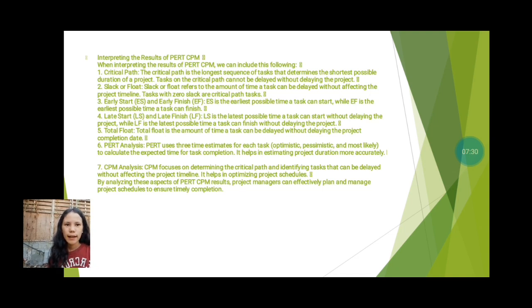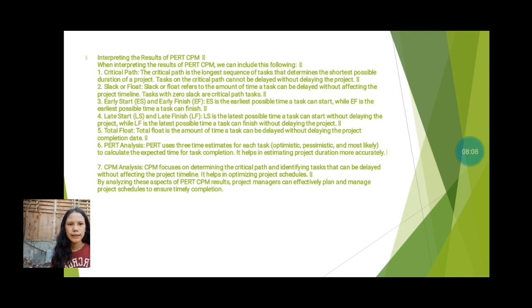When interpreting the results of PERT and CPM, we can include the following. 1. Critical path. The critical path is the longest sequence of tasks that determines the shortest possible duration of a project. Tasks on the critical path cannot be delayed without delaying the project. Number 2, slack or float. Slack refers to the amount of time a task can be delayed without affecting the project timeline. Tasks with zero slack are critical path tasks.